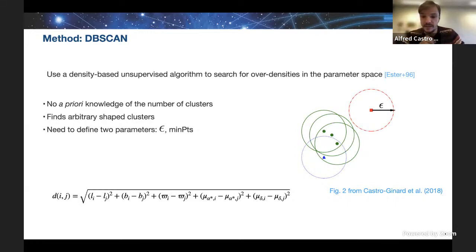And then there is the blue case, which is not a core member, but is a member of a cluster because it's reached by an epsilon neighborhood of 1 core member. We do not distinguish between these two, but the algorithm can.